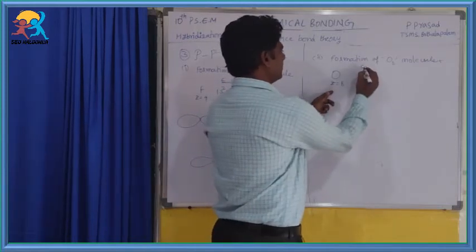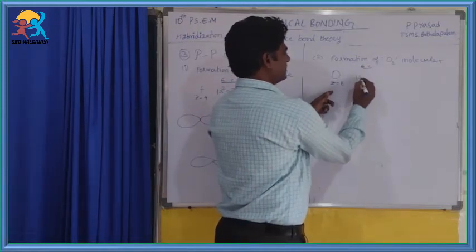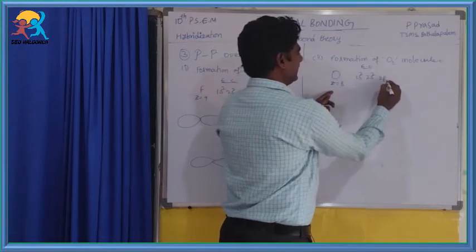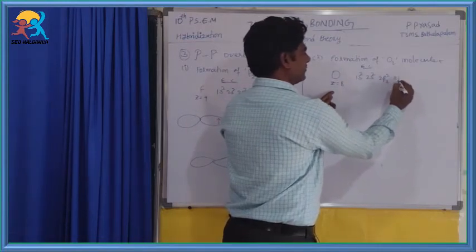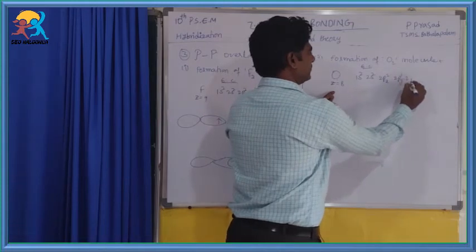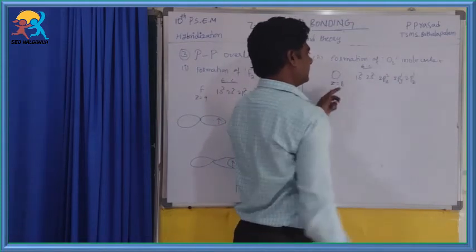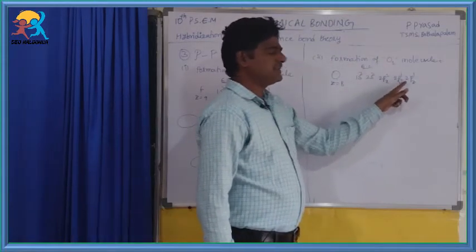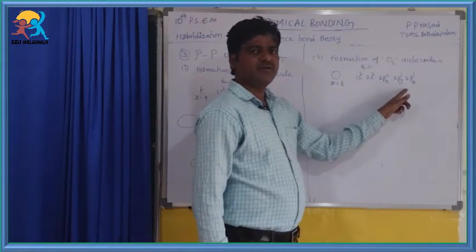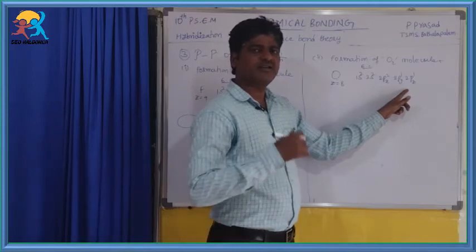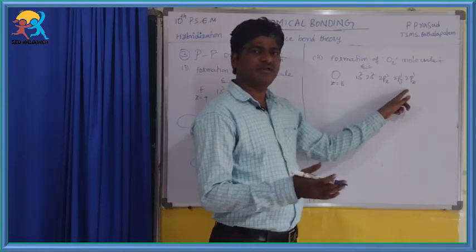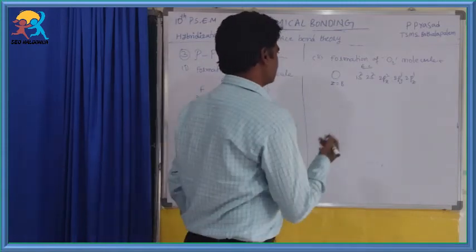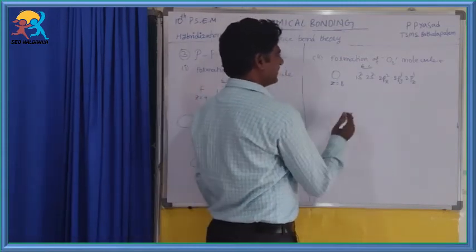Its electronic configuration is 1s2, 2s2, 2px2, 2py1, 2pz1. That means in the 2py and 2pz orbitals, these two orbitals have unpaired electrons. So now they are ready to overlap with other orbitals of other oxygen atoms.